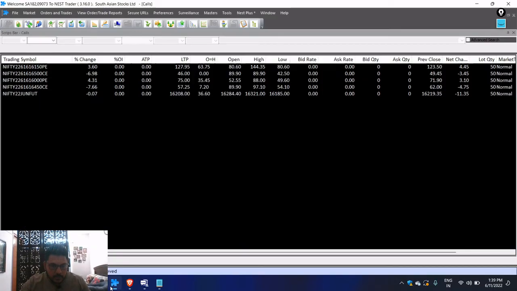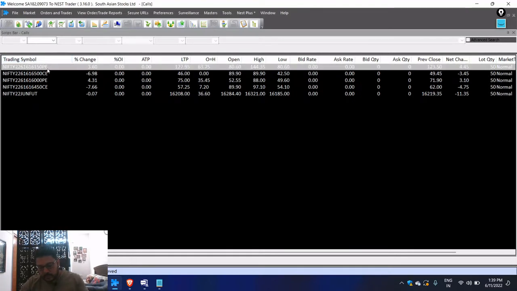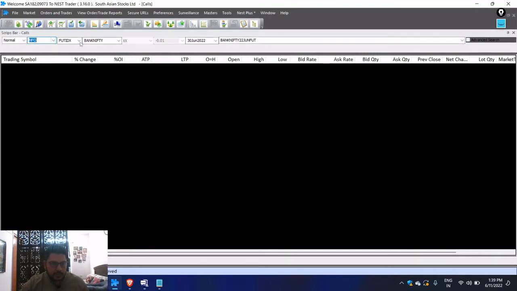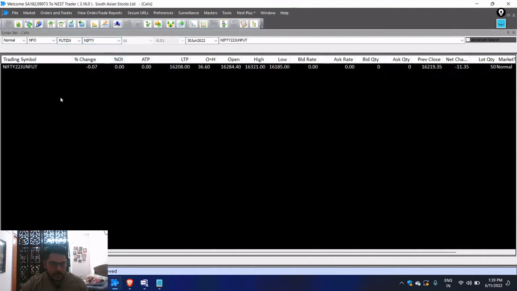First things first, I will go to the Nest terminal. Any basic Nest terminal will open like this. The first thing you need to do is delete all these things. Then we need to add the future. We select NFO, Bank Nifty or Nifty, future index Nifty. Select future index Nifty. Now I will show you the magic.